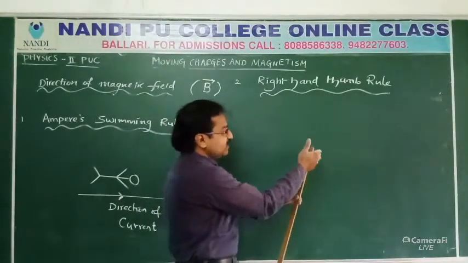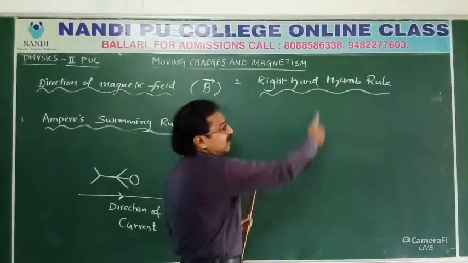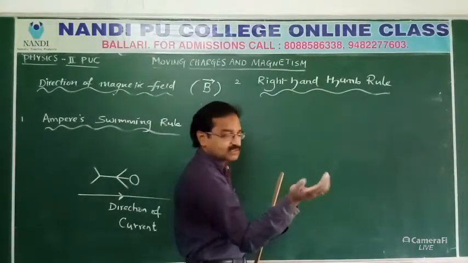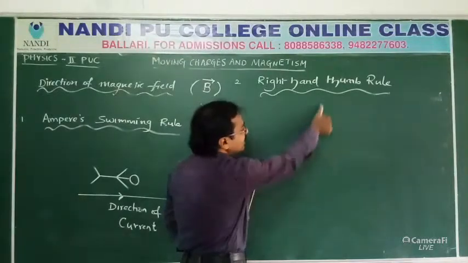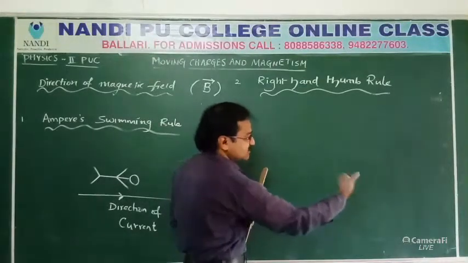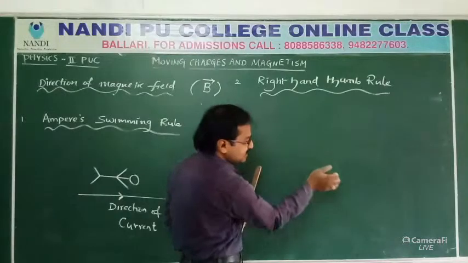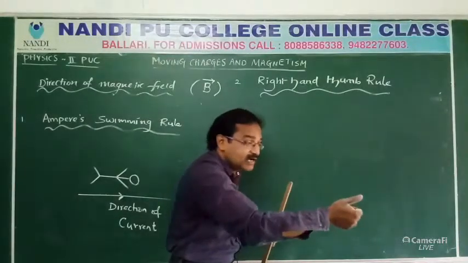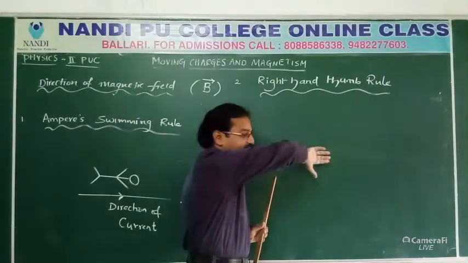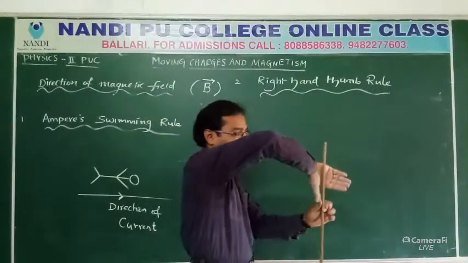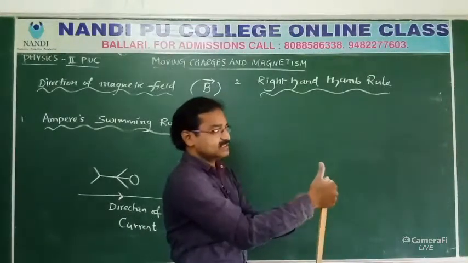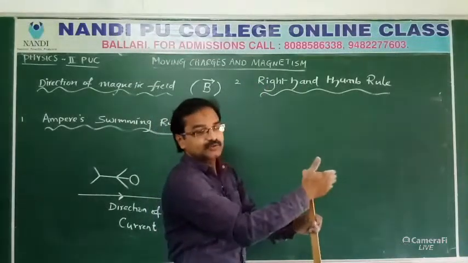Okay, children, if current is in the upward direction, the magnetic field is into the board. Just see my 4 fingers, thumb. If current is in the upward direction, then the 4 fingers, this is circle. Yes, the magnetic field is into the board. Yes, sir. If current is in the downward direction, how are my 4 fingers? Out of the board. See, if current is downwards, field out. If current is upward, field is into the board.